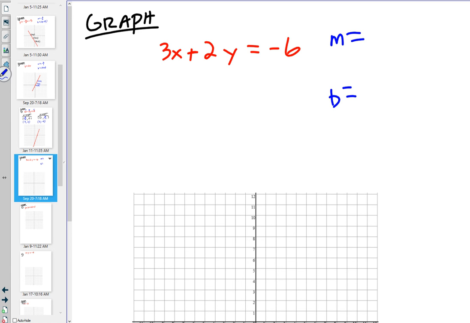What was the shortcut I gave you for slope in standard form? I gave you a shortcut for slope in standard form on the first page. You read it to me. Negative A over B. So that would be negative 3 over 2. What was the shortcut I gave you for y-intercept? C over B. Negative 6 divided by 2 is negative 3.